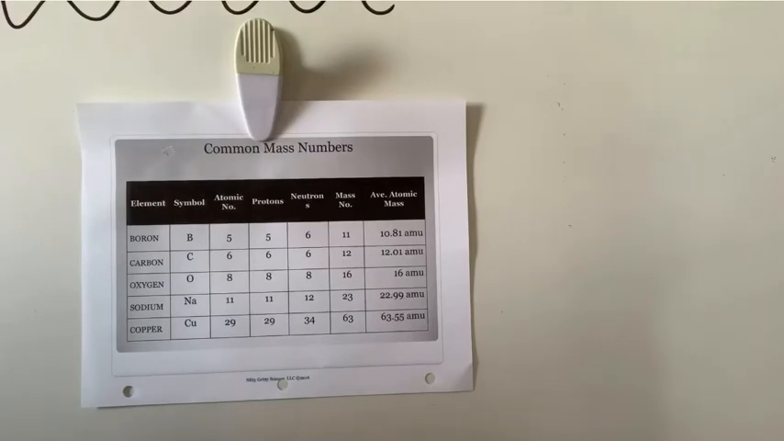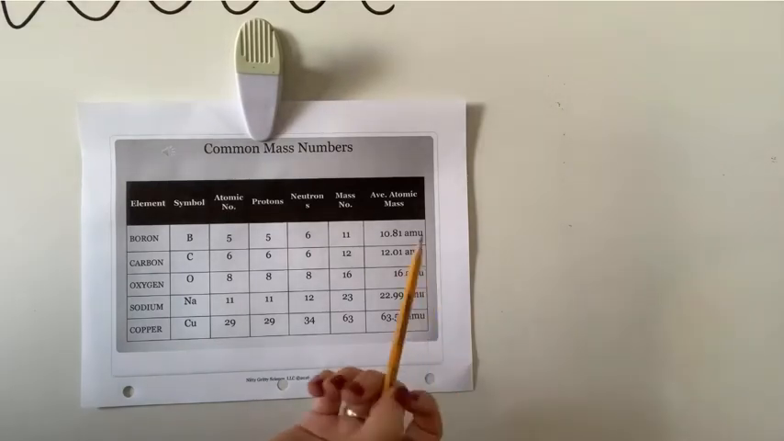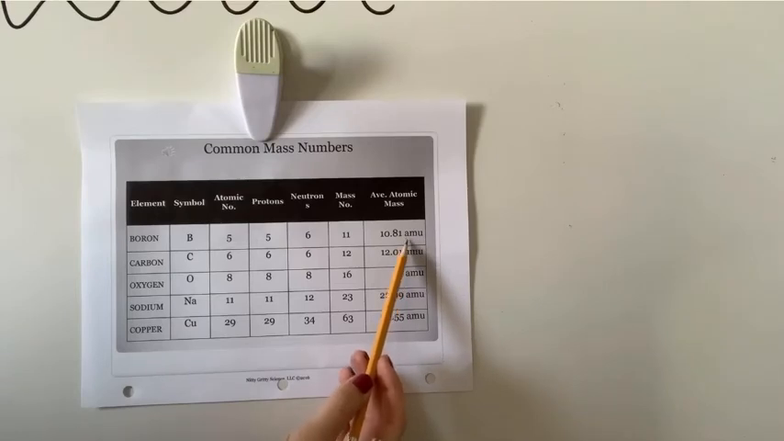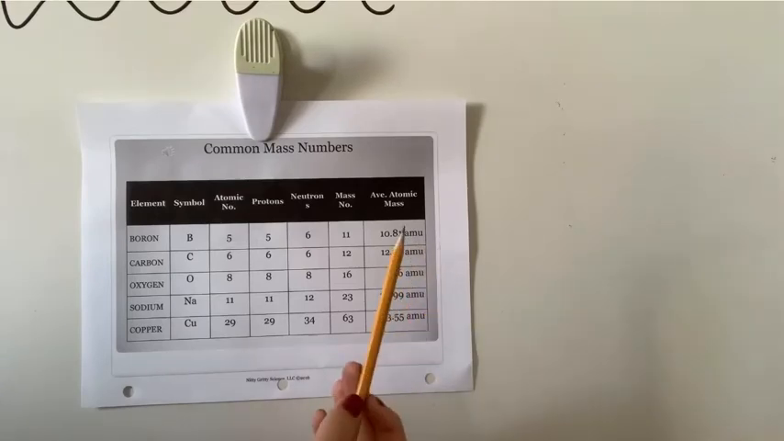The last thing that we are going to look at today is some examples of common mass numbers. I've scooted it in a bit closer so that you can see these better. Again, it's on your slideshow. It's basically just a chart of some common elements, their symbols, their atomic numbers, the amount of protons that they have, the amount of neutrons, their mass numbers, and their average atomic mass. You'll see that is labeled as AMU, which is your atomic mass unit.